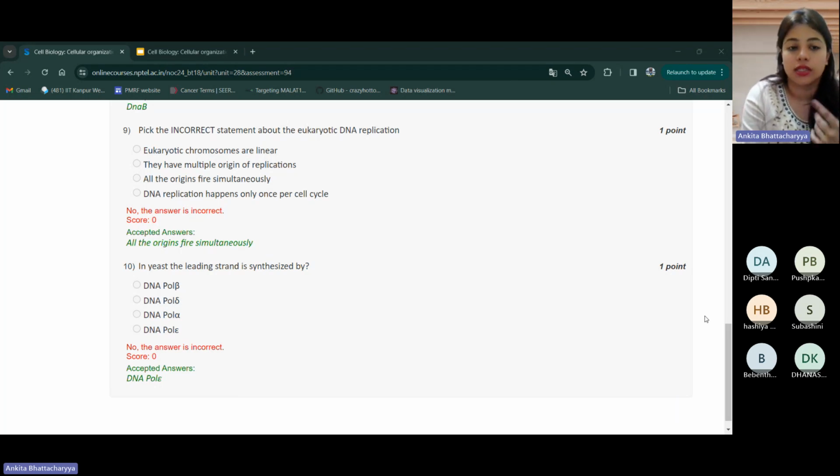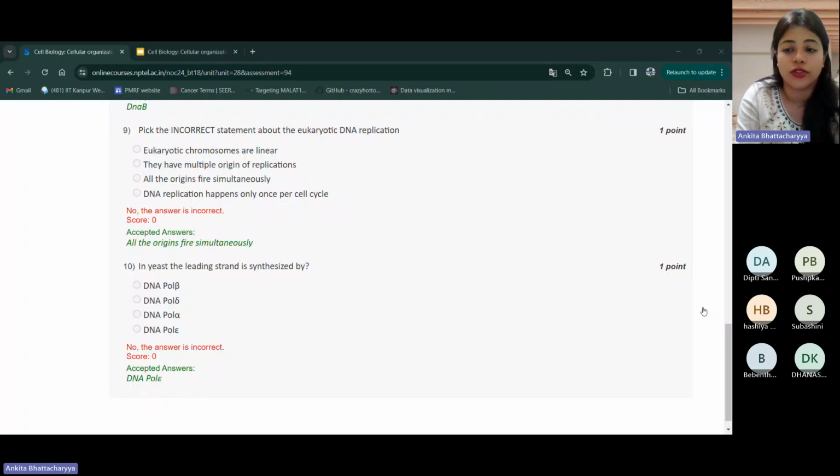So this is not necessarily true. It does not happen in the case of eukaryotes that all of the origins simultaneously fire. It is not required. It depends on whether the recruiter complex has assembled and has started replication at each of these origins or not. And option 4 is that DNA replication happens only once per cell cycle.